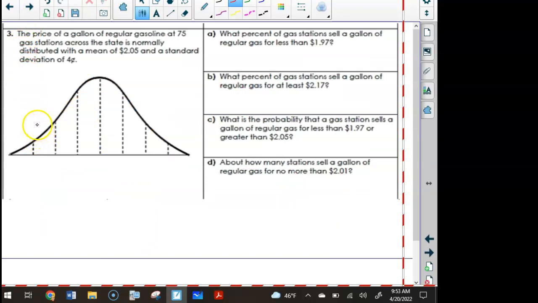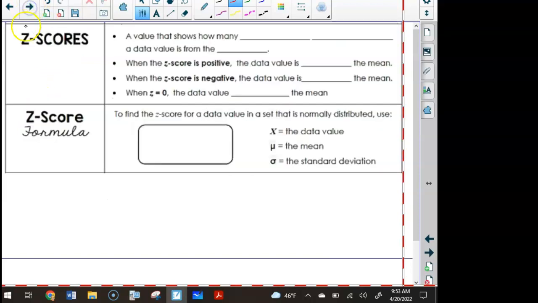I feel like I'm gonna skip this one for right now. We can do it one more at the end if we need to, but let's move on and talk about a z-score. A z-score is simply a score that tells you how many standard deviations a data point is from the mean. So this is standard deviations from the mean.